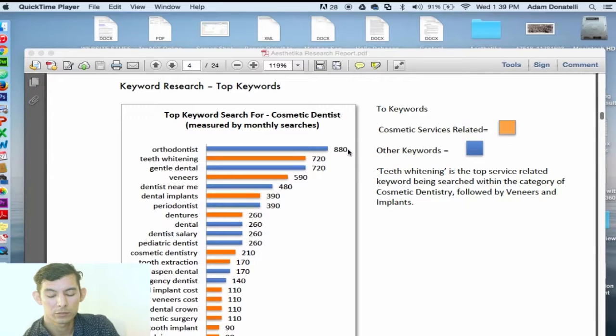Another point to emphasize here is that these are keywords. We can narrow it down to specific cities or states even, or the entire United States or whatnot. So this is San Francisco, 880 times a month within San Francisco, and so on. All right.